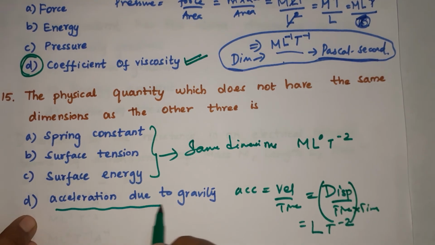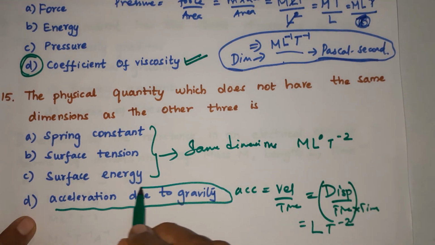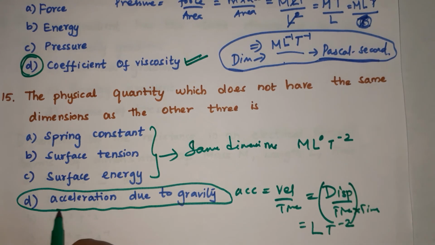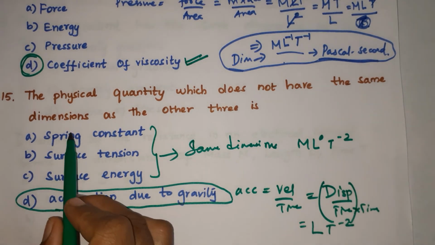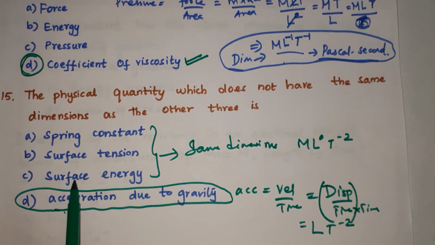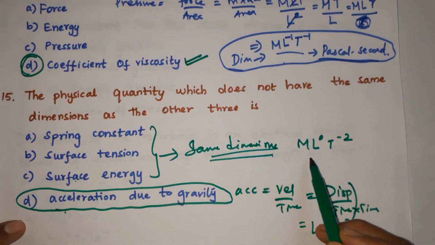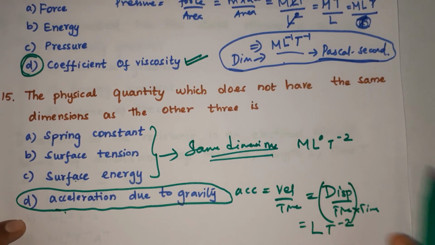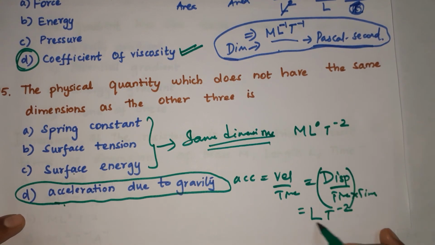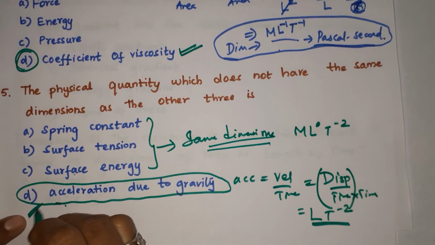Obviously, acceleration due to gravity has a different dimension, because spring constant, surface tension, surface energy have the same dimension, M L naught T power minus 2. But in the case of acceleration due to gravity, it has a different dimension. So we are getting D as the answer.